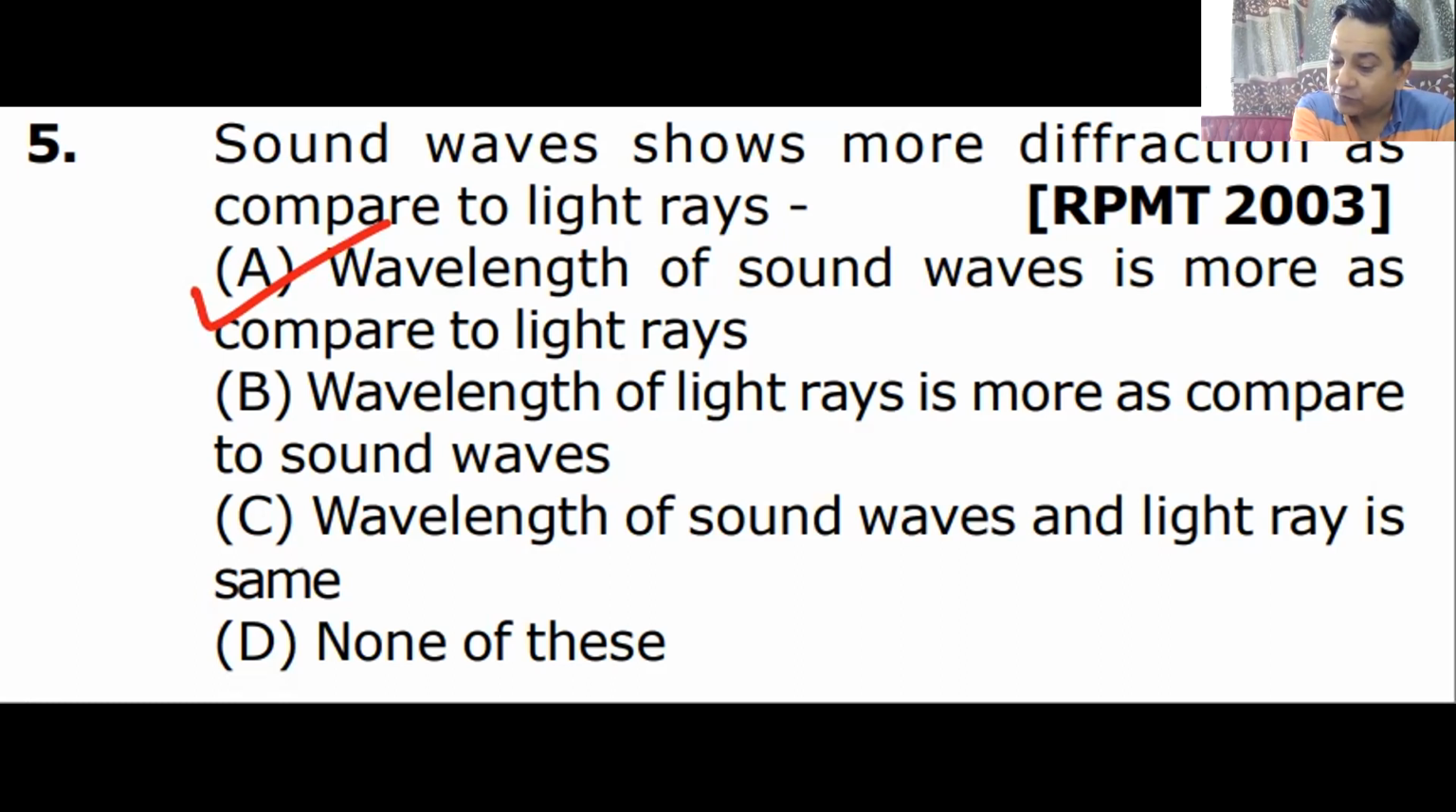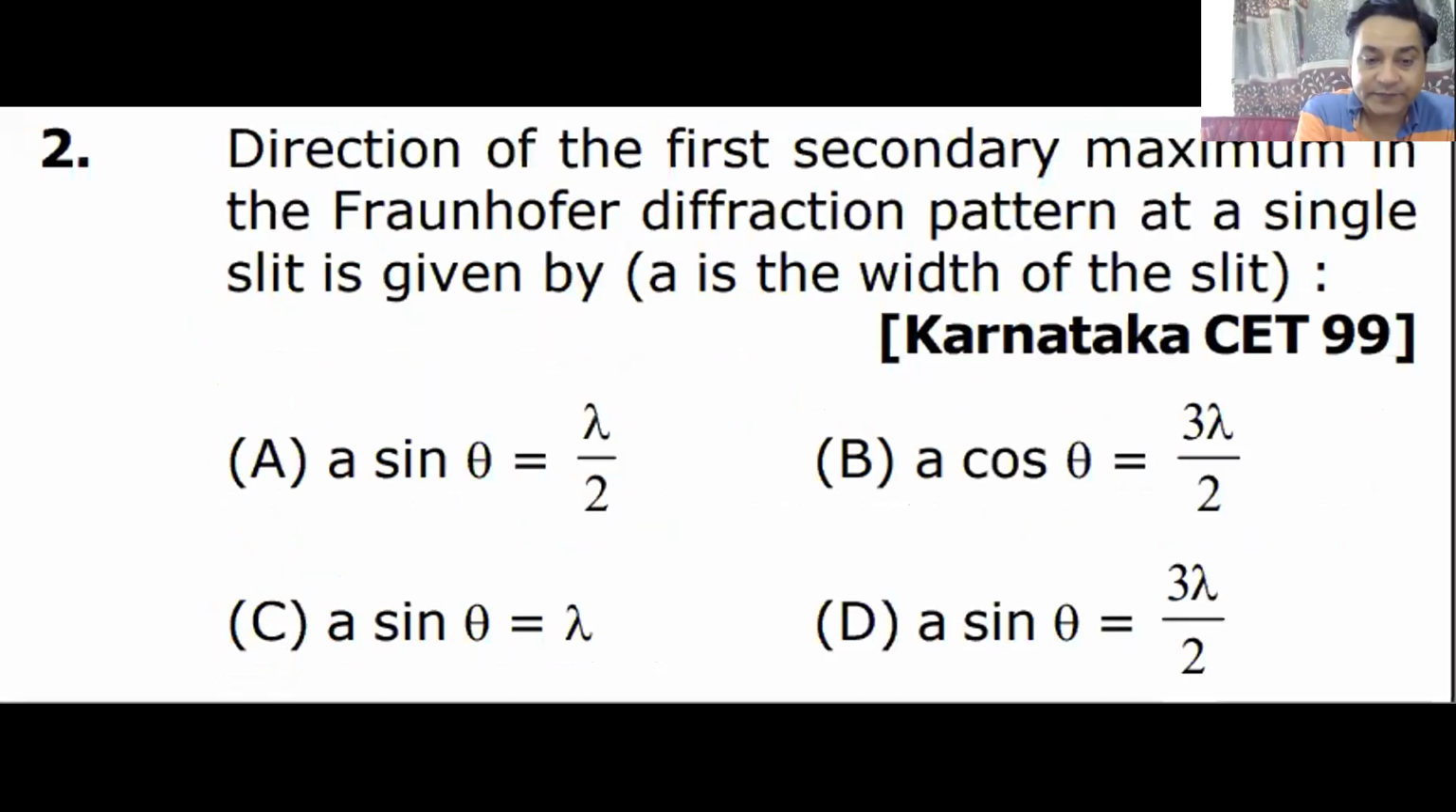Again, this is a sort of numerical question that we can expect. The direction of the first secondary maxima in the Fraunhofer diffraction at a single slit is given by which formula? A sin theta is lambda by 2, A cos theta is 3 lambda by 2, A sin theta is lambda. We are talking about the first secondary maxima. Which is the correct option? Tell me.